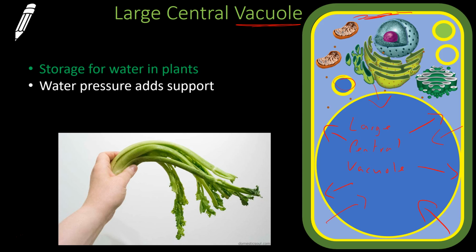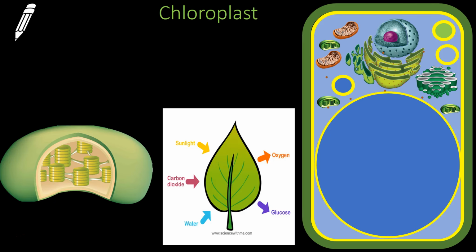Okay. The last thing that we're going to talk about is the chloroplast. To me, the chloroplasts are these little green jelly-looking donuts. And what does the chloroplast do for the plant? Well, it takes three things. It takes sunlight, carbon dioxide, and water. It takes those three things and it transforms that into glucose and oxygen.